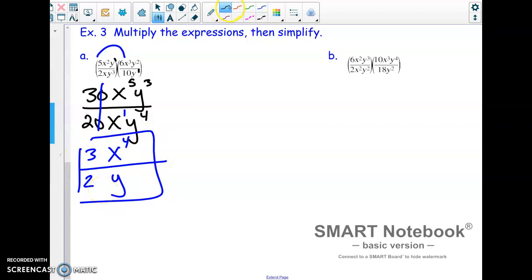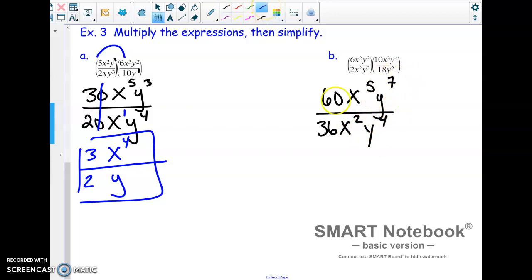Okay, b is going to work the same way. We're going to multiply first. 6 times 10 is 60. x squared times x cubed is x to the 5th. Y cubed times y to the 4th is y to the 7th. 2 times 18 is 36. There's nothing to combine x squared with. And then y squared times y squared is y to the 4th.